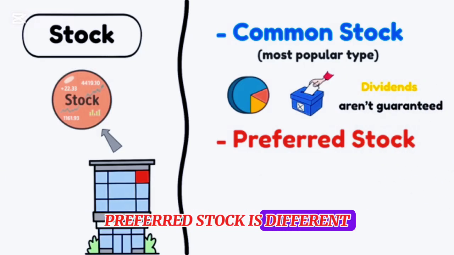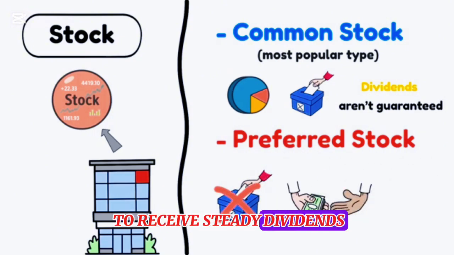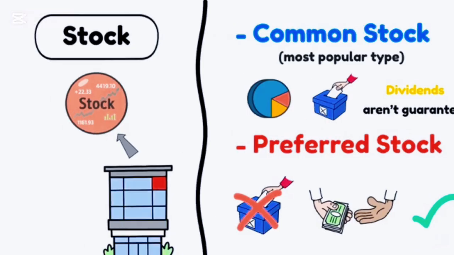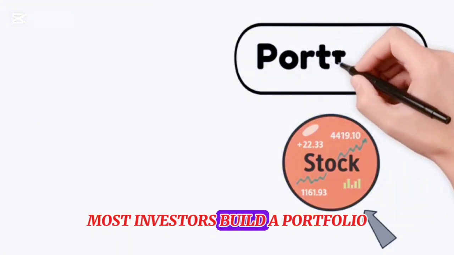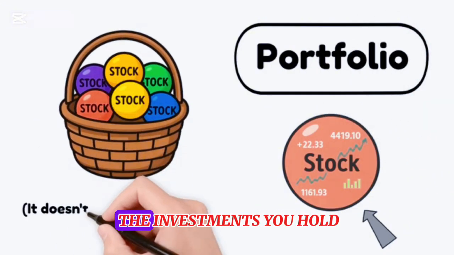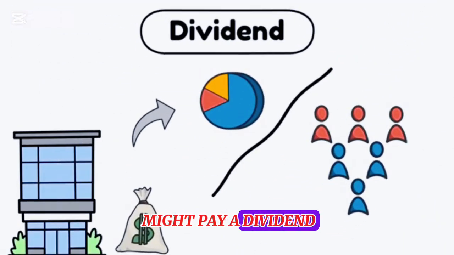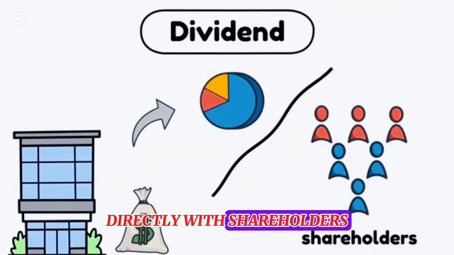Preferred stock is different. You usually don't get voting rights, but you're more likely to receive steady dividends, and you get priority if the company pays out money to shareholders. Now, instead of just owning one stock, most investors build a portfolio. A portfolio is simply a collection of all the investments you hold. Some of those investments might pay a dividend. That's when a company shares part of its profits directly with shareholders.